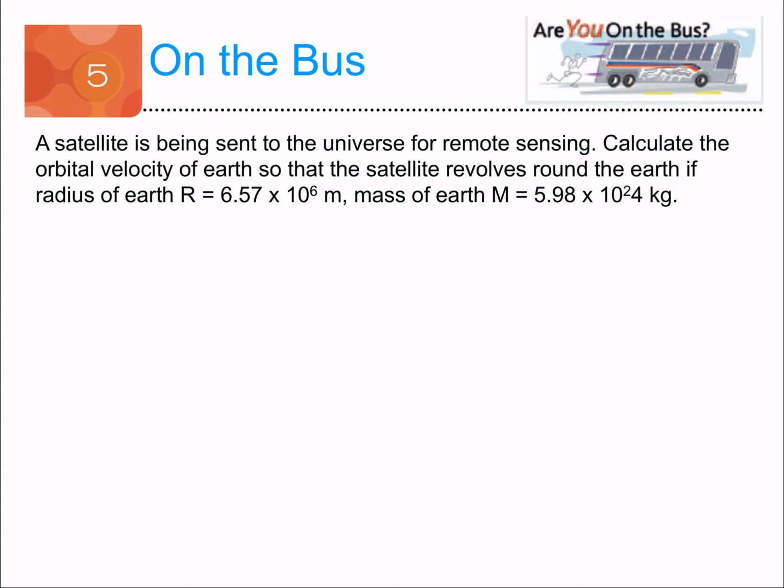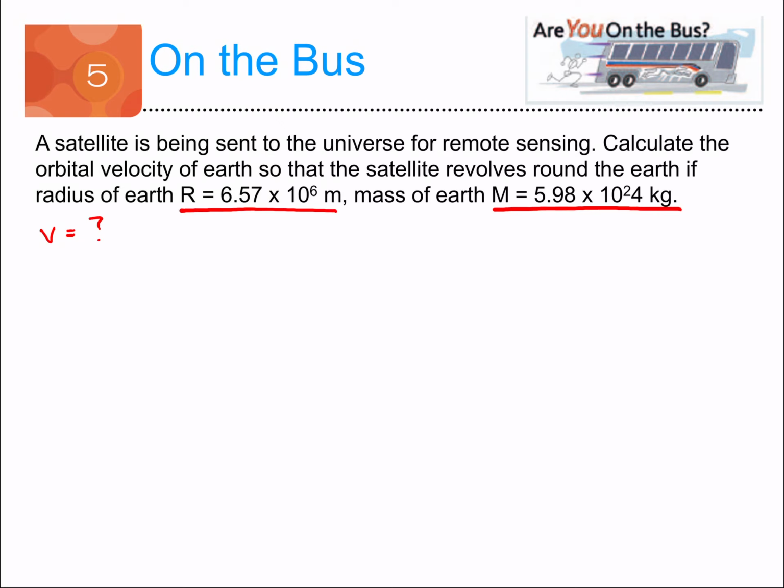Okay, let's try a few problems with satellites. This first one, we have a satellite being sent to the universe for remote sensing. You're asked to calculate the orbital velocity of Earth. We're looking for the orbital velocity so that the satellite revolves around the Earth, if we're given the radius to be 6.57 times 10 to the 6 meters, and we're given the mass of the Earth to be 5.98 times 10 to the 24th kilograms.